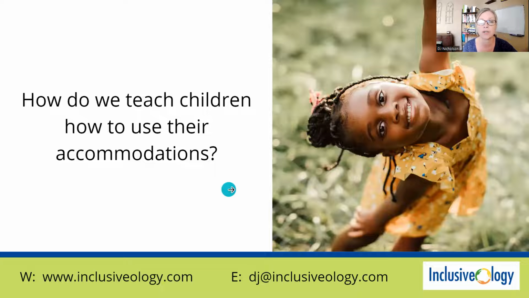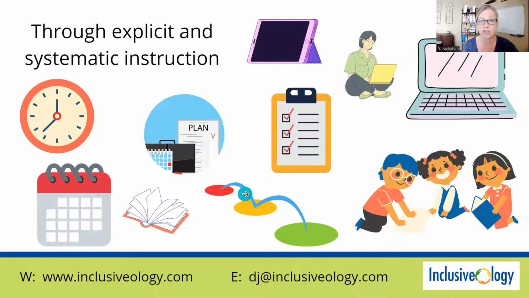So how do we teach children how to use their accommodations? Because this is important. When we teach children how to use their accommodations, it's going to, number one, grow independence, number two, grow confidence, and number three, it's going to eliminate the need for someone to be attached to that child all the time to remind them to use accommodations. So if we can teach children how to use their accommodations in an explicit and systematic way, it's a benefit for everyone. What I mean quite simply by explicit and systematic instruction is that whoever is showing the child how to use their accommodation is modeling how to use that.